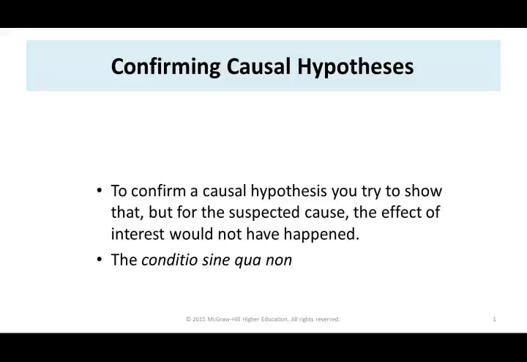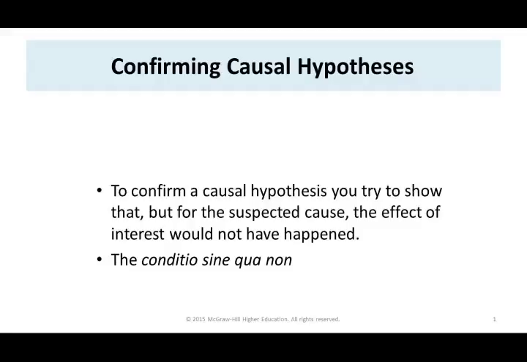So our task here is, when we confirm a causal hypothesis, what we're trying to do is show that if not for this one thing, that is the suspected cause, the effect that we're interested in wouldn't have happened. Okay? So that's really what we're looking for when we're confirming a causal hypothesis. If this wasn't there, then that wouldn't have happened. And we refer to that in Latin as the conditio sine qua non. Conditio, you can see condition really is the word. Sine qua non is without which none. So it's the condition without which it would not have happened.